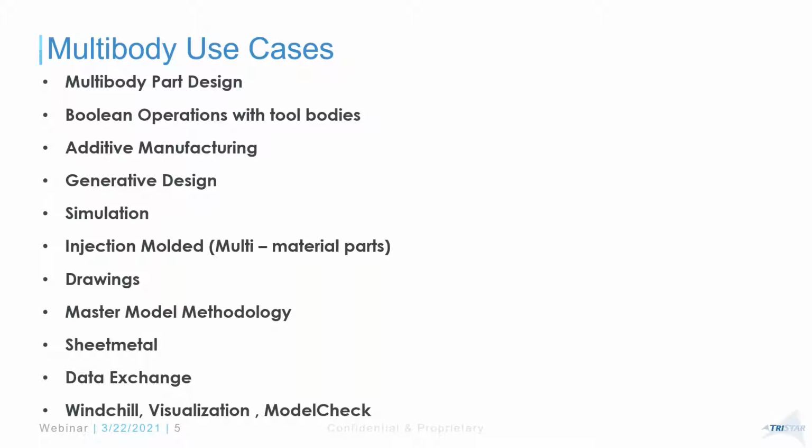Same thing with visualization. If you were to create that lightweight viewable, and your part contains the bodies, it's able to generate the bodies for the visualization side. There are also some config checks in the ModelCHECK that can be configured to check for multi-body, multi-material components, or parts, I should say.